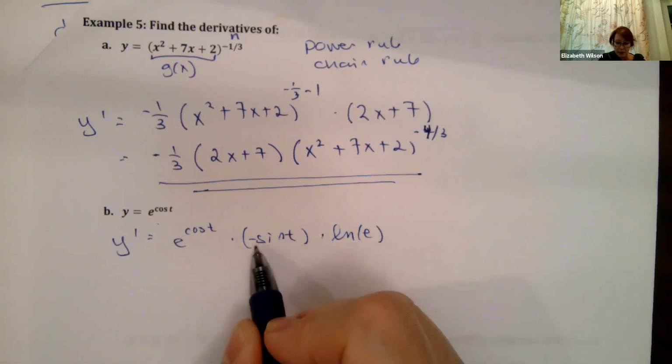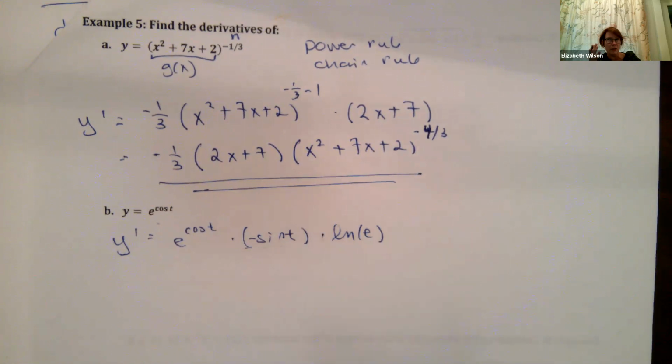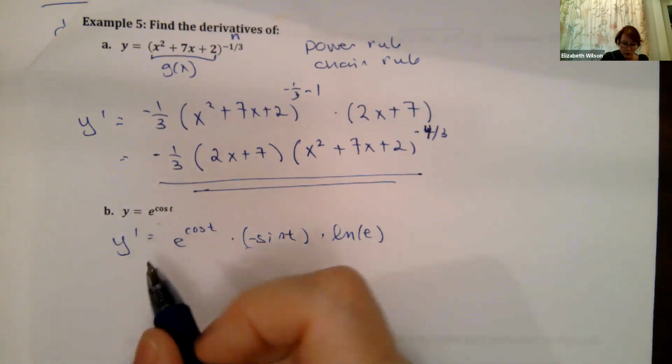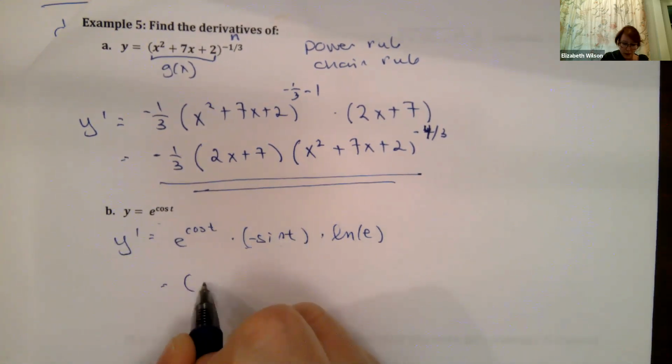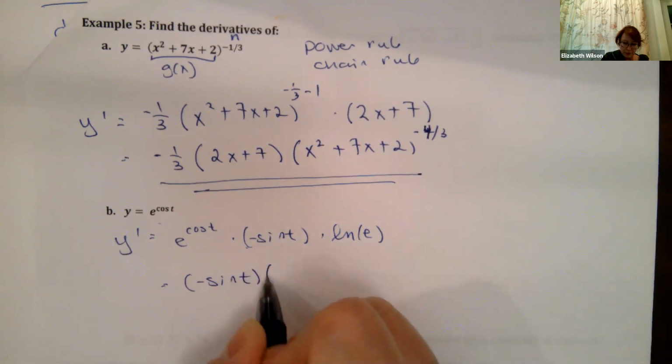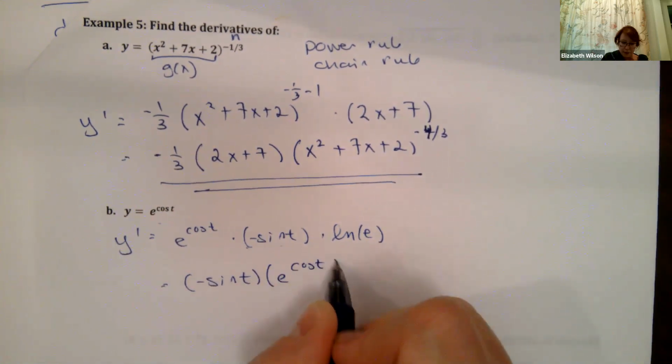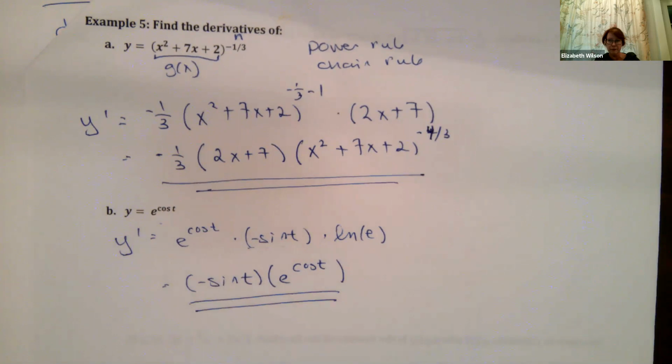Now let's clean it up. I put this in parentheses so I'm not confused into thinking it's a subtraction. So this becomes minus the sine of t, e to the cosine of t, and I'm going to drop the ln of e.